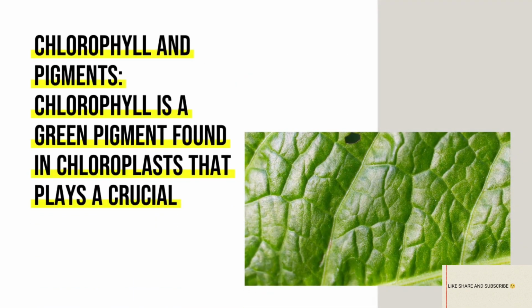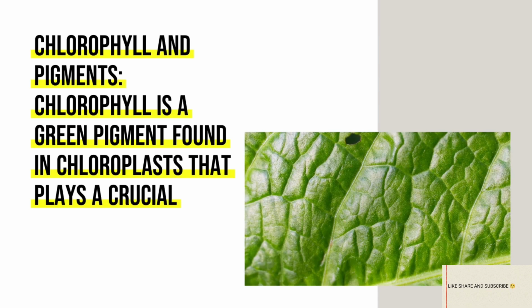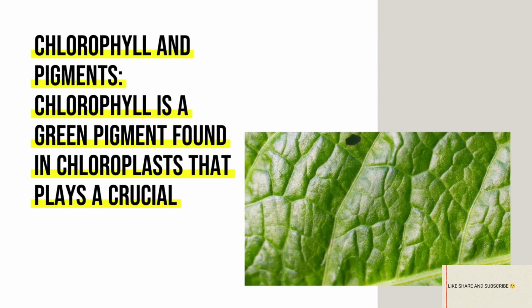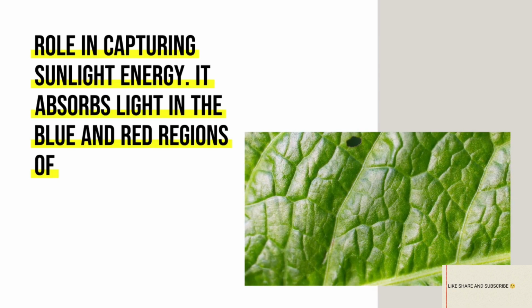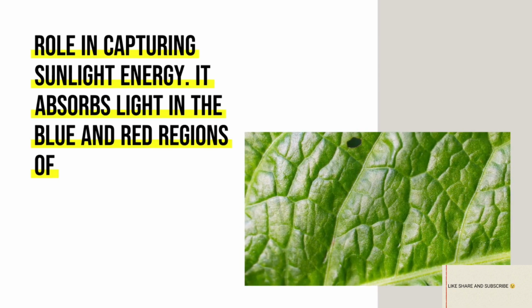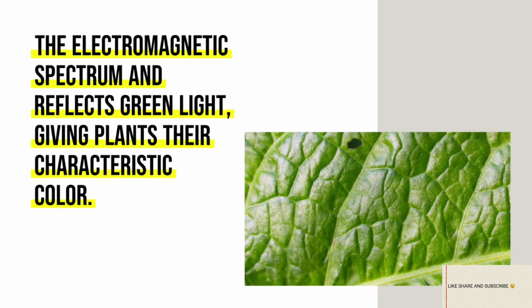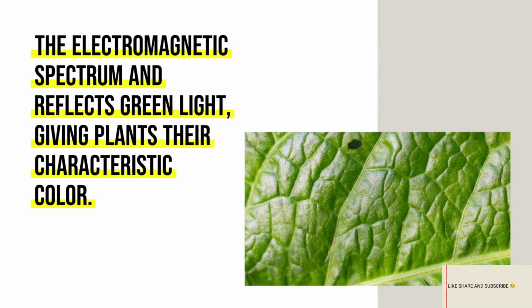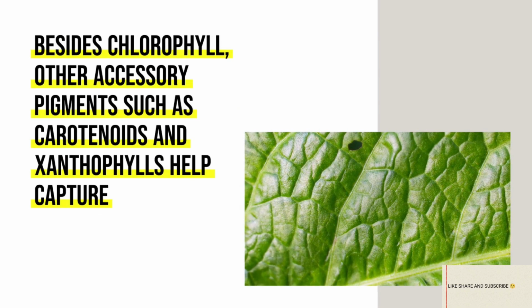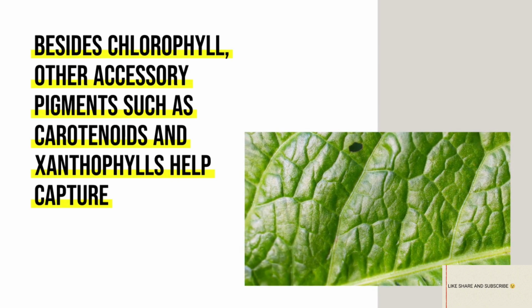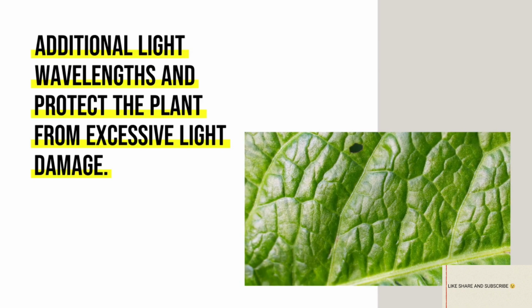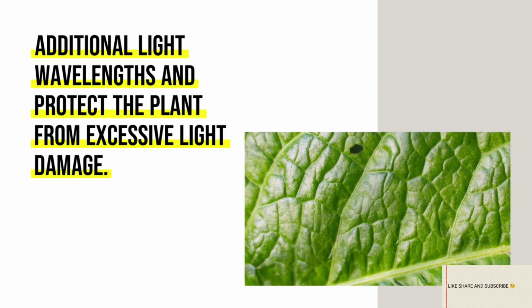Chlorophyll and pigments. Chlorophyll is a green pigment found in chloroplasts that plays a crucial role in capturing sunlight energy. It absorbs light in the blue and red regions of the electromagnetic spectrum and reflects green light, giving plants their characteristic color. Besides chlorophyll, other accessory pigments such as carotenoids and xanthophylls help capture additional light wavelengths and protect the plant from excessive light damage.